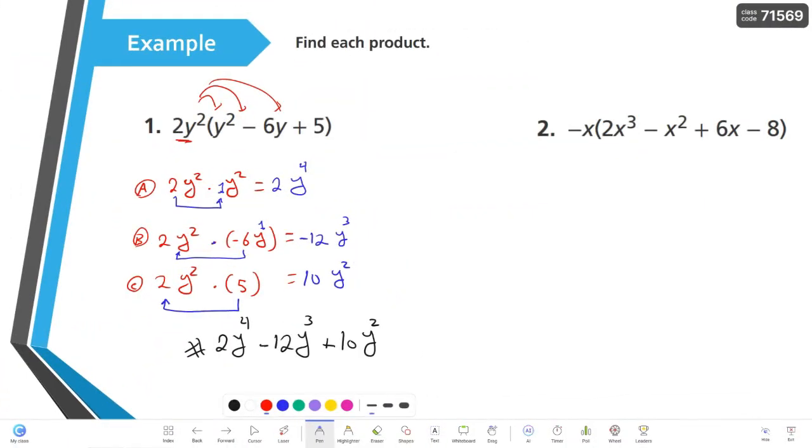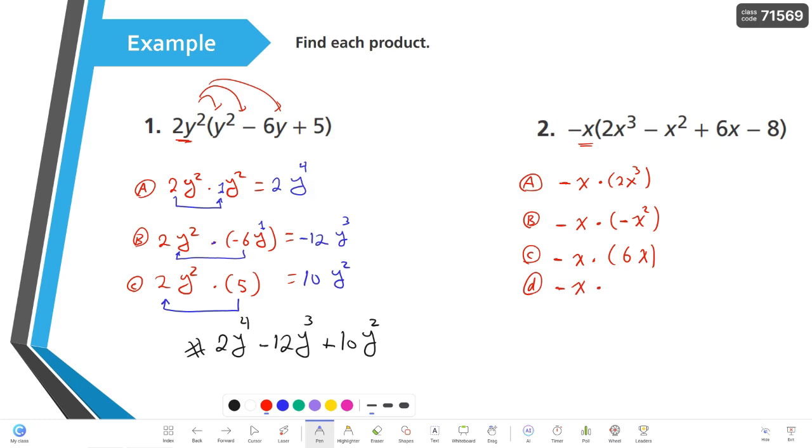In the second example, we have negative x times 2x cubed minus x squared plus 6x minus 8, and the distributive property says that this x outside here should be multiplied by every single term inside the parentheses. So right now I'm just going to multiply negative x by 2x cubed like this, and then repeat the process. So this is my first step. My second step would be negative x times the second term, which is negative x squared, and the third term would be negative x times 6x, and then the last term, which is negative 8, would be multiplied by negative x as well.